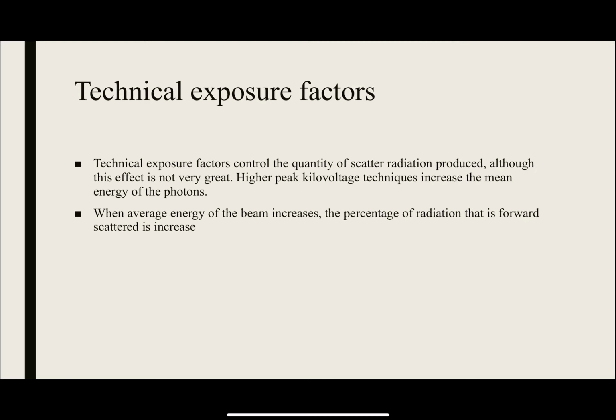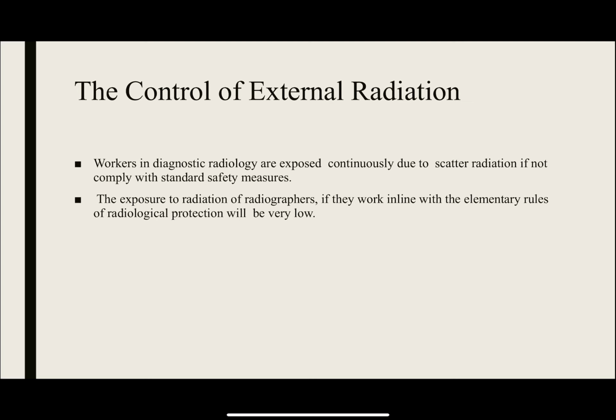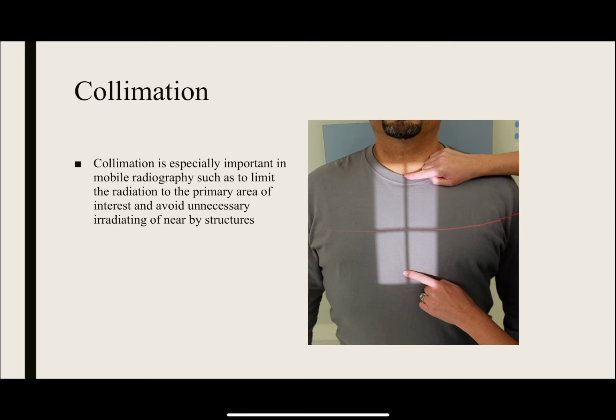If we give higher technical exposure, it can increase the mean energy of the photons, and as the average energy of the beam increases, the percentage of radiation that is forward scattered increases. And the control of external radiation: workers in diagnostic radiology are exposed continuously to scattered radiation if they do not comply with standard safety measures. The exposure to radiation of radiographers, if they work in line with the elementary rules of radiological protection, will be very low.